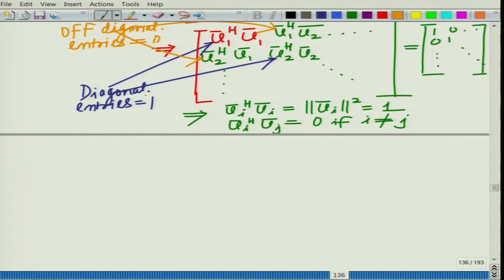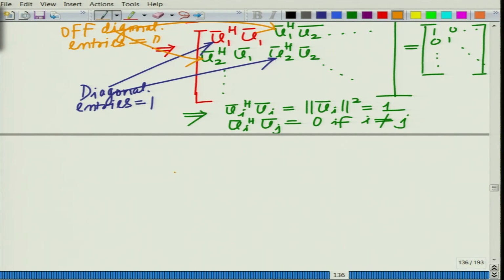Which means that if you look at the columns u1 bar, u2 bar, un bar, they satisfy the property that norm ui bar square equal to 1, that is, they are unit norm, and any two different columns ui bar and uj bar satisfy ui bar Hermitian uj bar equal to 0, that is, any two different columns are orthogonal. So, we say the columns are orthonormal: they are unit norm and orthogonal. So, we basically have these two properties.